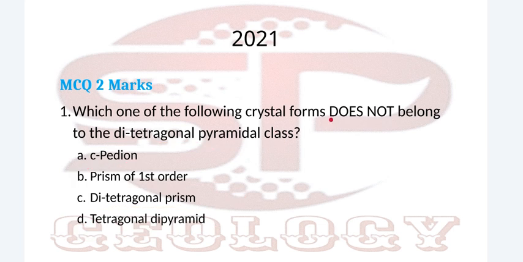So which one of the following crystal forms does not belong to the ditetragonal pyramidal class? You can say this prism of first order, ditetragonal prism, that doesn't belong to the ditetragonal pyramidal class. The pyramidal class forms are tetragonal dipyramid and pedion. You'll find this in the textbook of GBM or the textbook of GB Mahapatra.